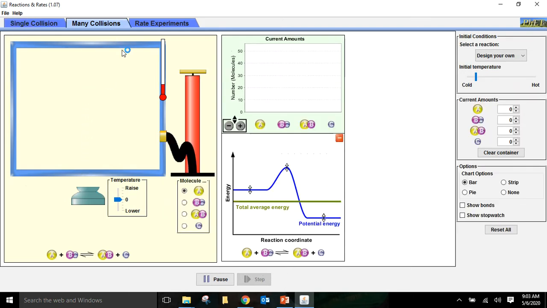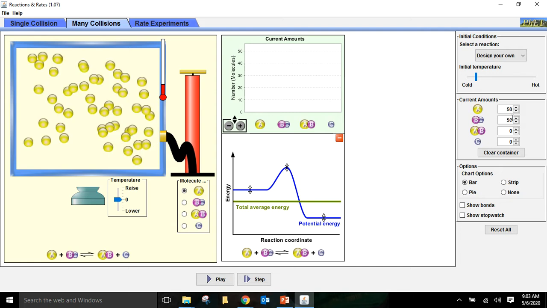Now, in more realistic situations, you wouldn't have just one reactant run into another reactant. You'd have a bunch of them, right? So I designed my own experiment and I set it up. And what I'm going to do is pause it and put 50 of each of the reactants, A and BC, right? And you can see in the reaction it says A plus BC makes AB plus C, right? These are my reactants, these are my products. And it's reversible, like all reactions.